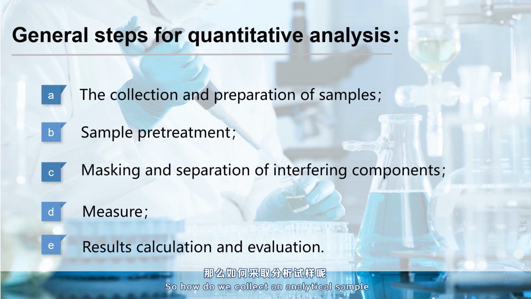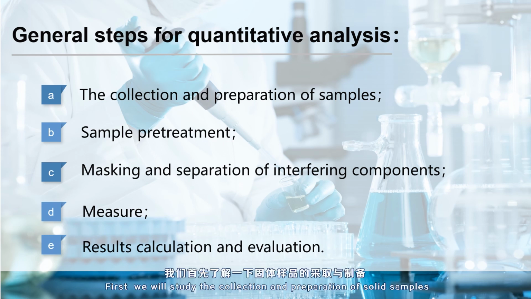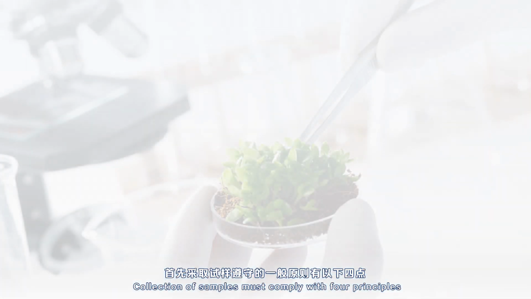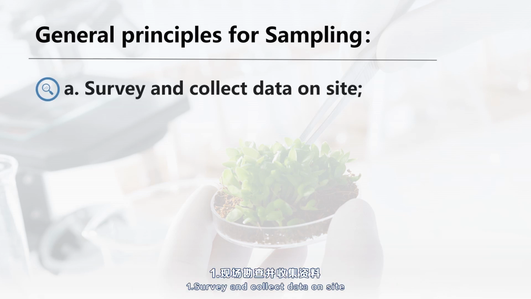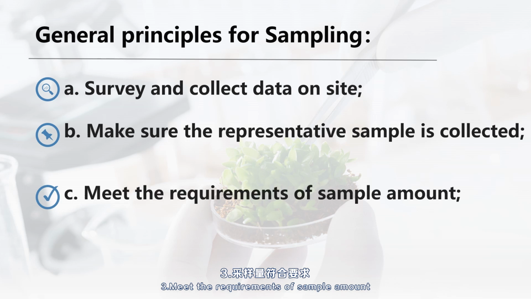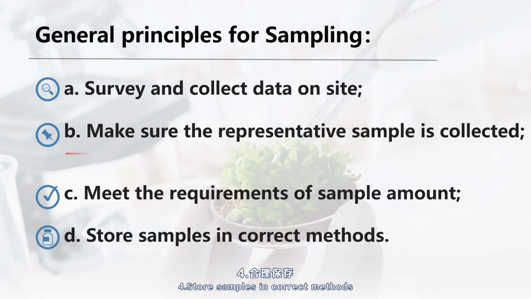So, how do we collect an analytical sample? First, we will study the collection and preparation of solid samples. Let's take ore, soil, and metals as 3 examples. Collection of samples must comply with 4 principles. 1. Survey and collect data on site. 2. Make sure the representative sample is collected. 3. Meet the requirements of sample amount. 4. Store samples in correct methods.